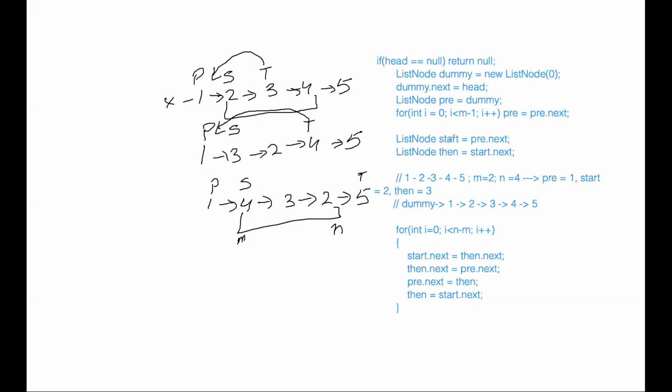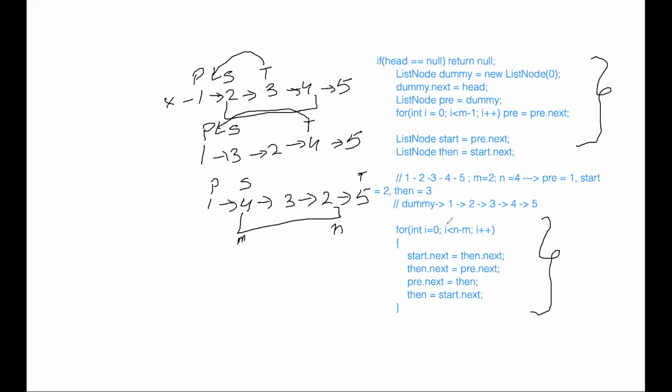Then I have another two pointers, start and then. Start is pre.next. Initially pre was here, start is next, and then is next of that. So these first three steps are nothing but initializing the pointers, that's it. This is the actual loop which I just spoke about.